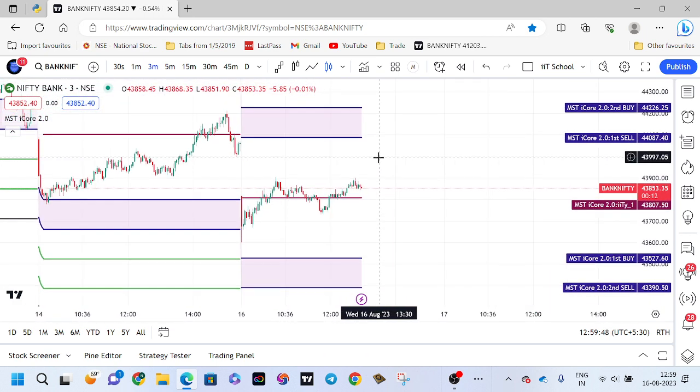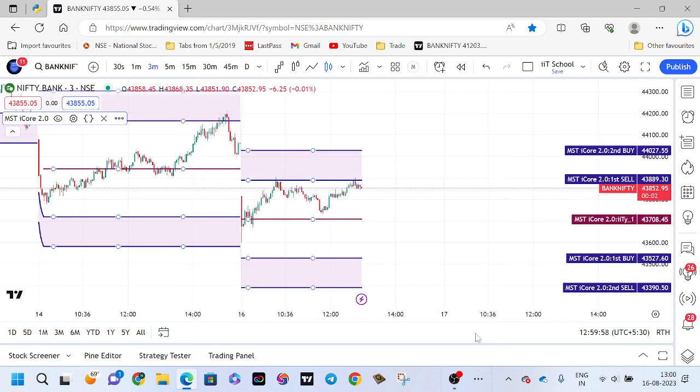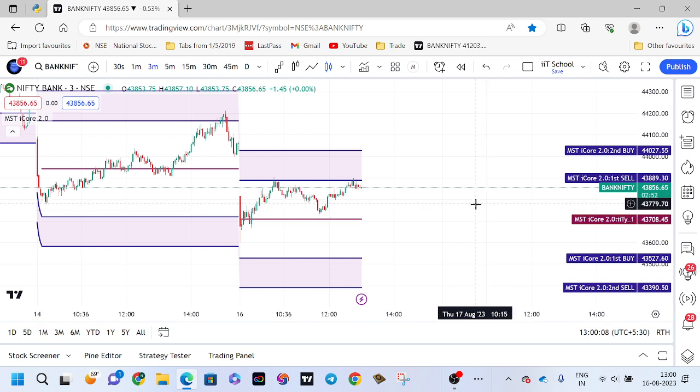So once again we have posted our live video on YouTube in the morning, and before the market reached our buy or sell zone, it was notified in the Telegram group also. Now it is time to show the performance of our MST Secret 2.0 in Bank Nifty.